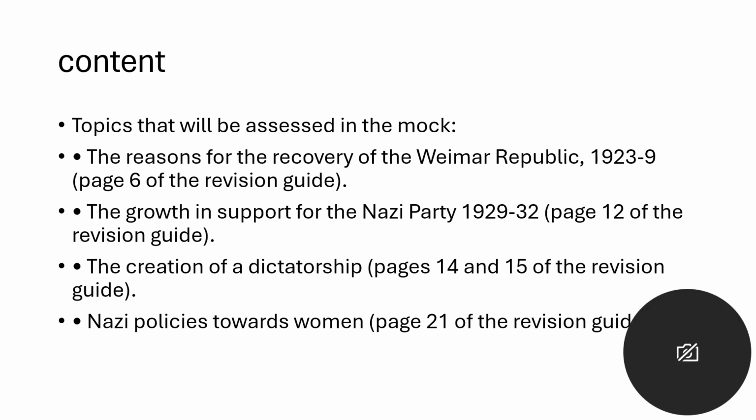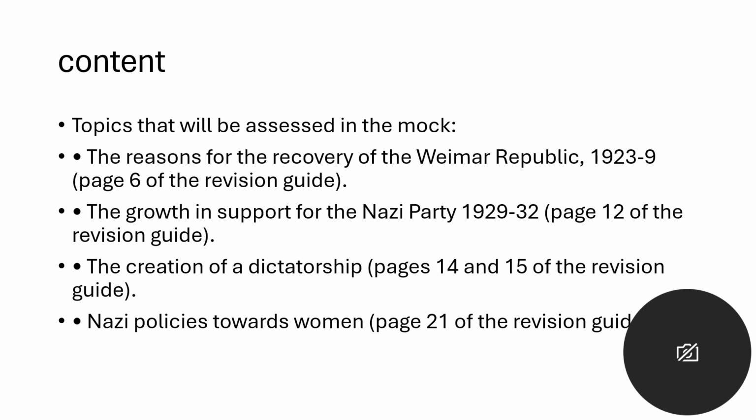And then finally, year 11, we come to content. So you already should know what content is going to be assessed in the mock tomorrow because you were given it in the mock preparation booklet. But just to remind you, it's going to be the reasons for the recovery of the Weimar Republic, growth in support for the Nazi Party, creation of a dictatorship and Nazi policies towards women.